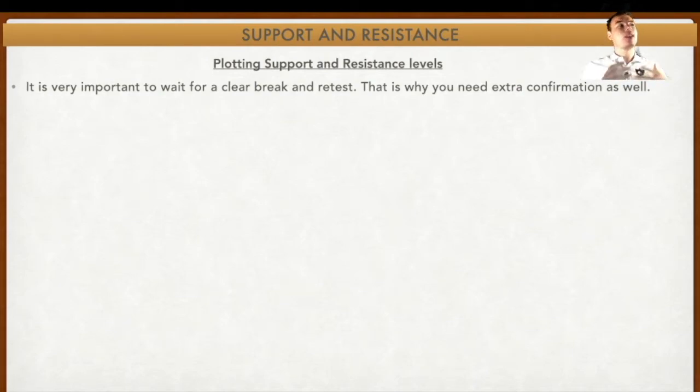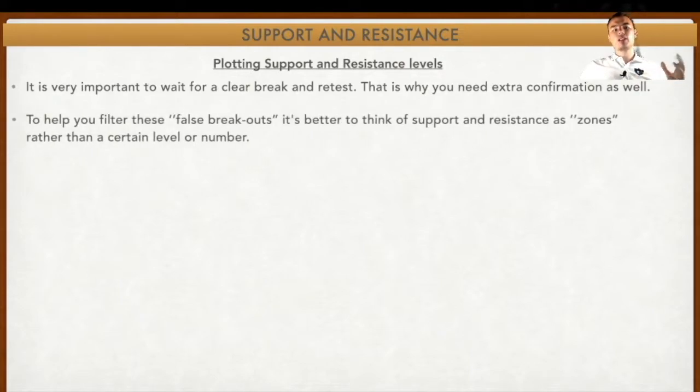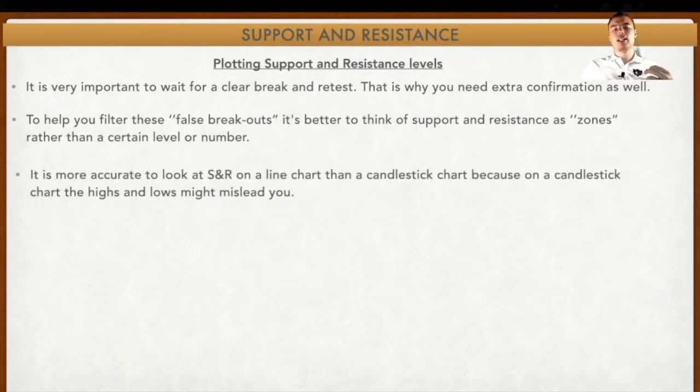Okay. Then along the lines of other confirmations. Again, Fibonacci, I know I sound like a parrot repeating myself, but this is how to trade. You wait for your confirmations, your support and resistance, your Fibonacci, your candlesticks, whatever you're using. Okay, the more confirmation, the higher the probability that the trade will go that direction. So to help filter these breakouts, okay, it's better to think of support and resistance as zones instead of just a horizontal line.